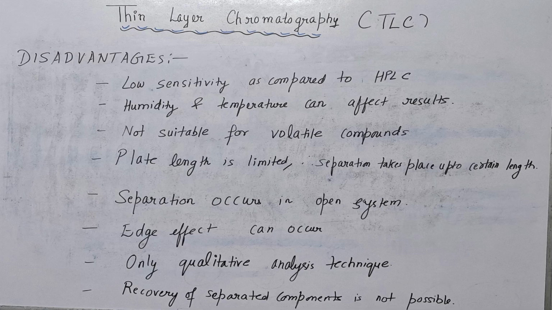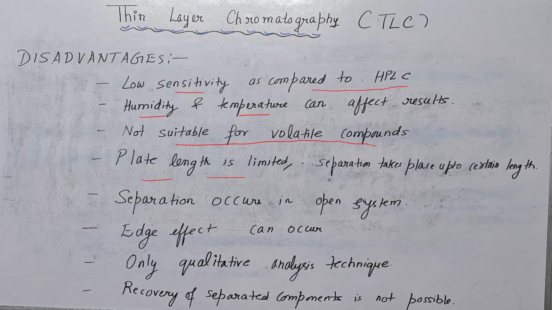Next are the disadvantages of TLC. The first one is low sensitivity as compared to HPLC. With respect to HPLC, it has low sensitivity. Humidity and temperature can affect the result. It is very important for the activation of TLC that we maintain it moisture free or water free. The next one is that it is not suitable for volatile compounds. Compounds can evaporate at room temperature.